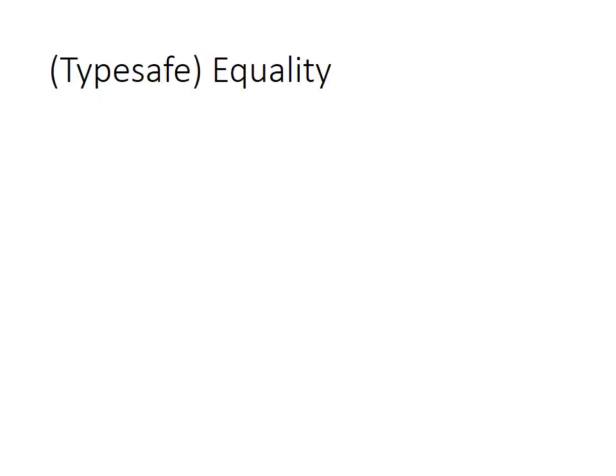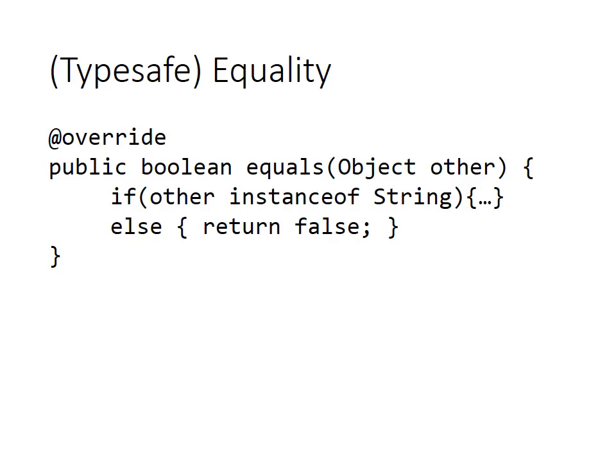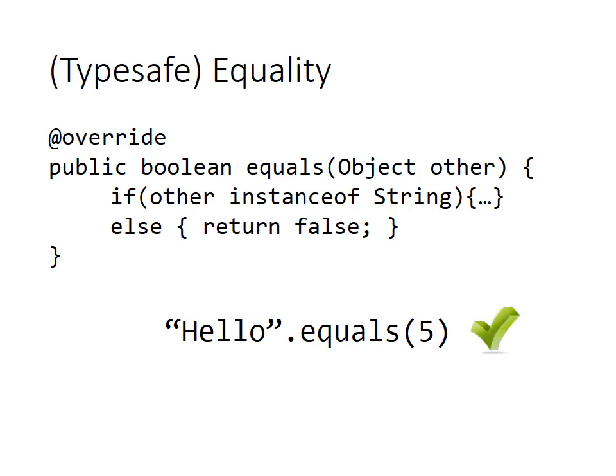Classically, the way to implement equality in Java is by overriding the equals method of the object class. The problem with that is that this equals method takes any object as an argument, and therefore we can try to compare the string hello with the number 5, and the type checker will accept this because 5 is a valid object.